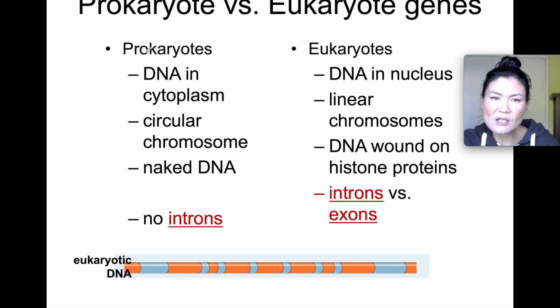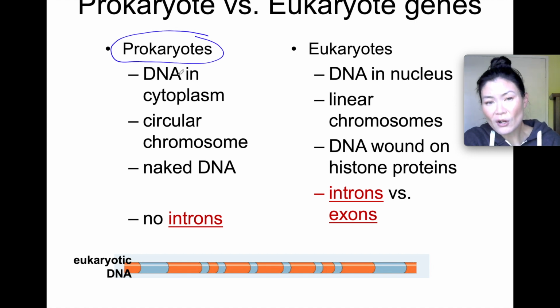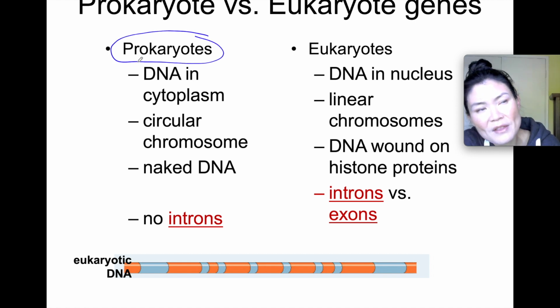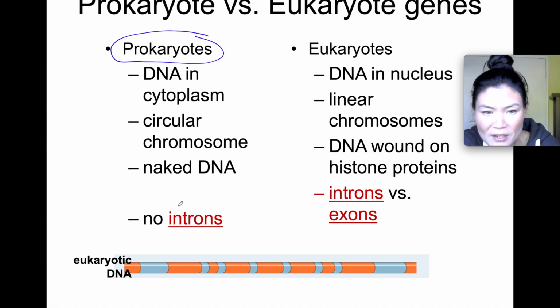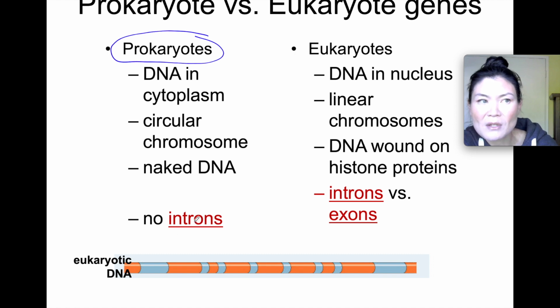This is one of the reasons why prokaryotes, like bacteria, evolve so quickly, because they have no introns. So if there's a mutation, it's going to be a mutation in a gene. And so they're going to be changing in that way. They're going to evolve in that way because there are going to be more mutations that are actually going to cause changes.